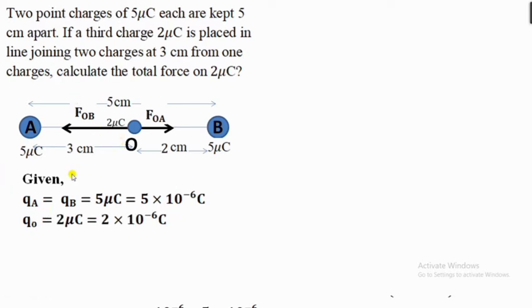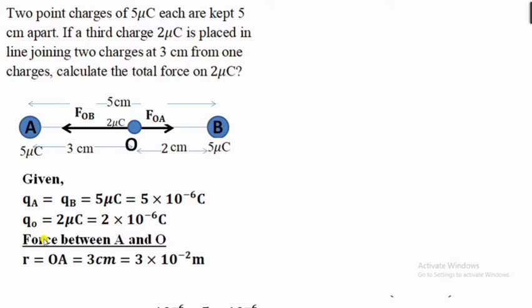And QO is given. So I'm giving them names. Previously the names were not given in the question, so according to my convenience I can give names to the charges. So QO is 2 microcoulomb. Force between A and O will be in this direction. First we need the distance. The distance between them, OA, is 3 centimeter. Centi means 10 to the power minus 2.